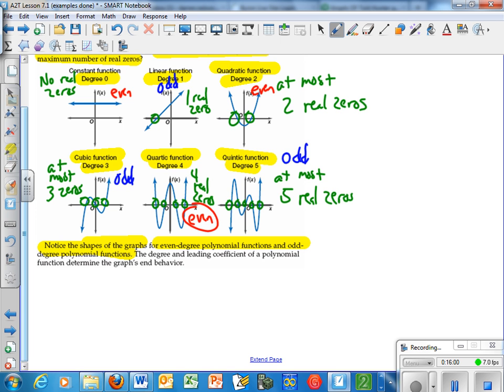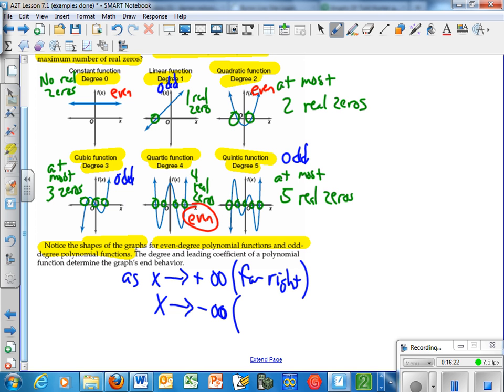The degree and the lead coefficient of a polynomial determine the graph's end behavior. When we talk about the end behavior, what's happening as x goes to positive infinity? Okay, in other words, as I go far to the right, and as x goes to negative infinity, or as I go infinitely to the left, so far to the left. What's the end behavior? Now, here's what I want you to notice.